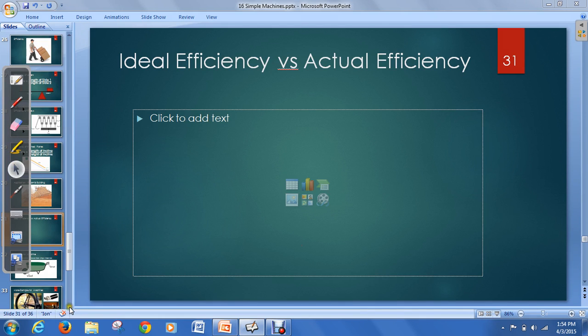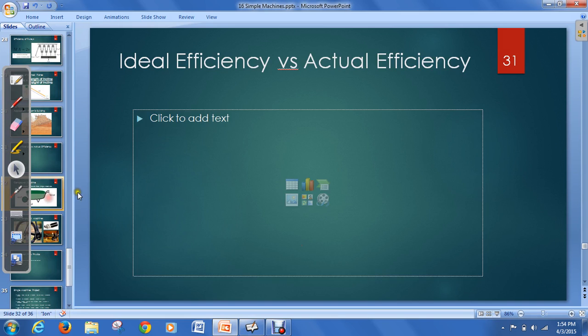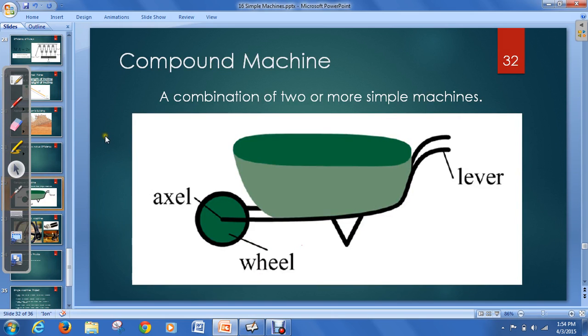And then there's one last term we want to talk about, and that's a compound machine. That's just a combination of two or more simple machines. For example, a wheel and axle can be combined with a lever to make a wheelbarrow. You want to move the material up, but you also want to move it sideways. So you combine the two and you get a wheelbarrow.